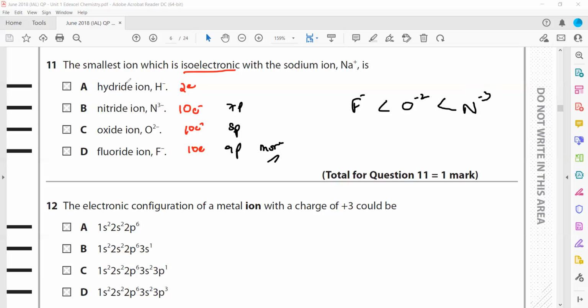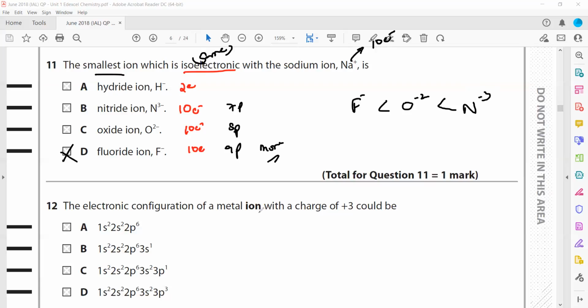So the question is, which is the smallest isoelectronic? Isoelectronic means the same electrons as sodium, and sodium plus 1 means 10 electrons are there, because the sodium atom has 11, the sodium ion has 10 electrons. So D will be the right answer for this.